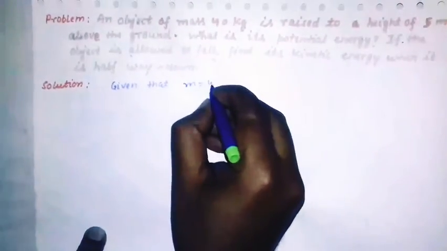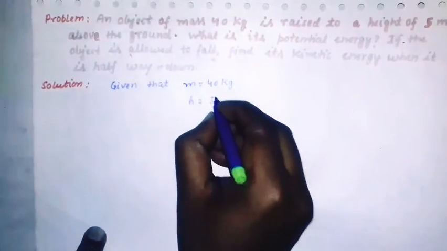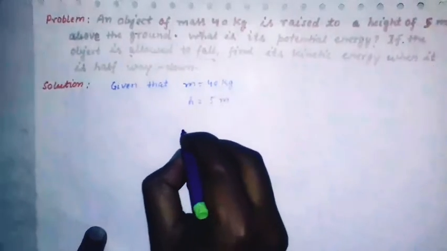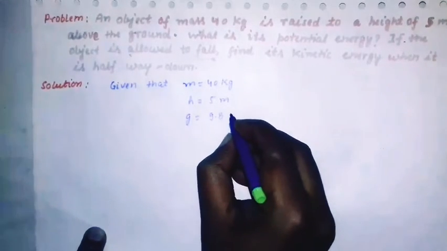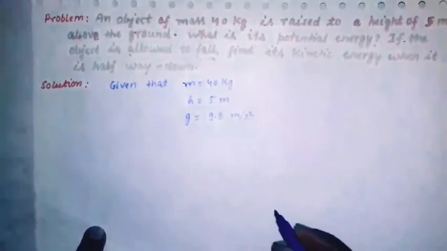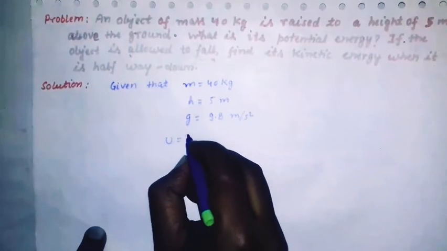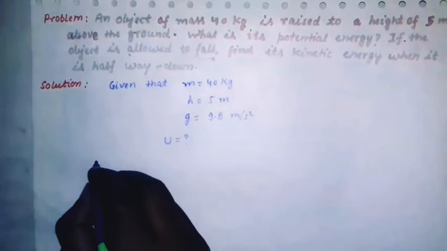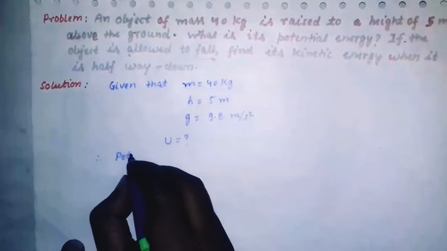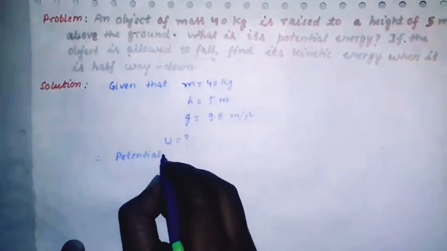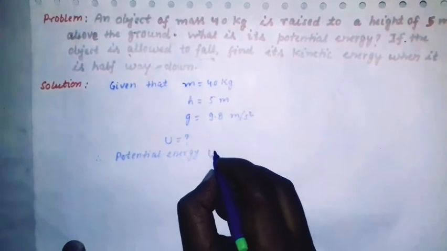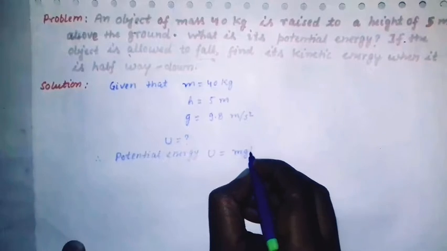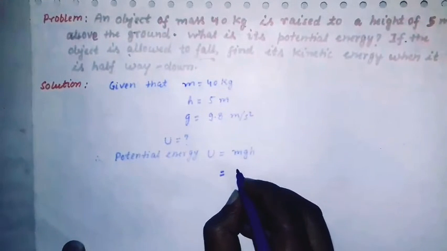Given that m equals 40 kilogram, h equals 5 meter, and g we already know, this is 9.8 meter per second square. So we have to calculate the potential energy, U. Therefore potential energy U equals mgh. Put down the values.